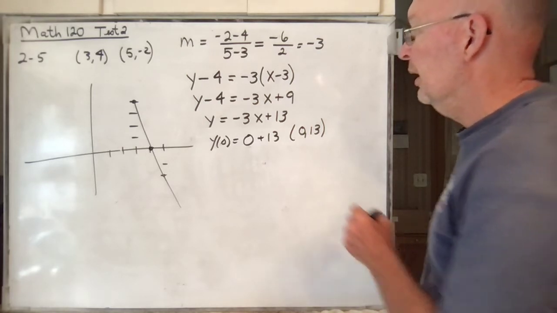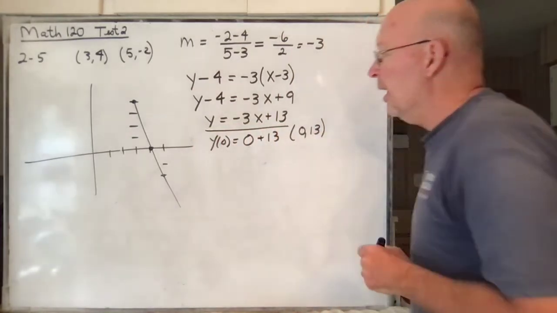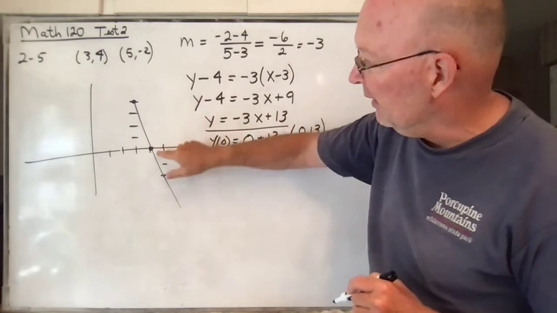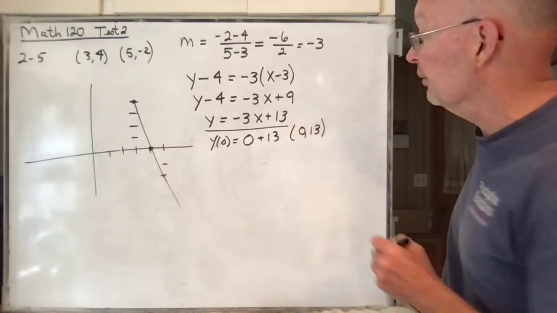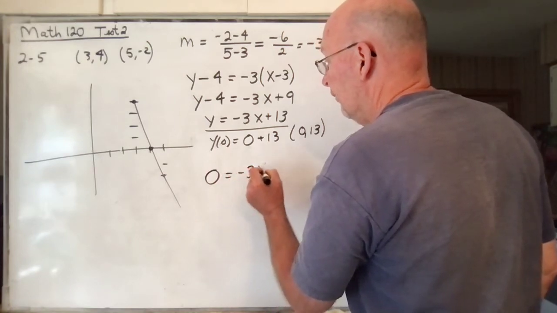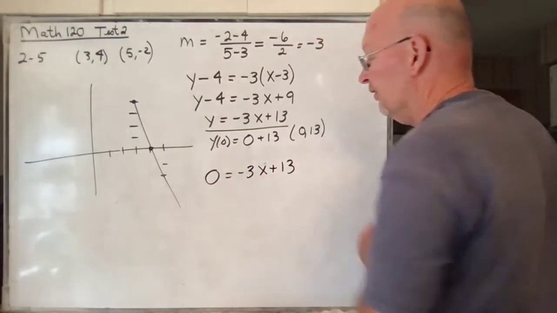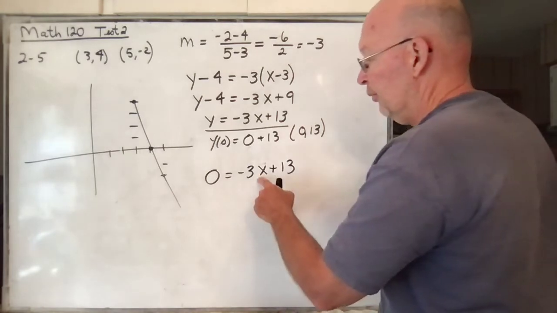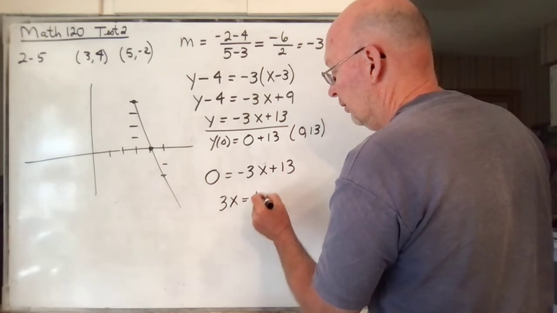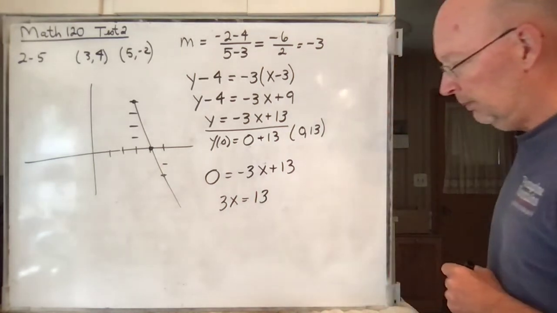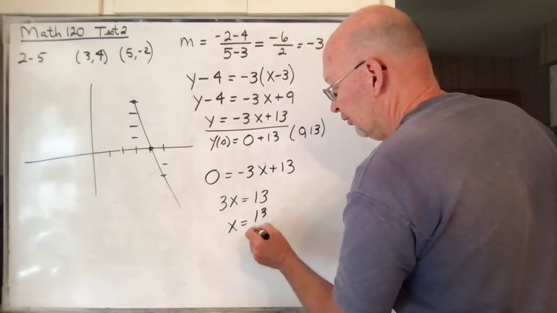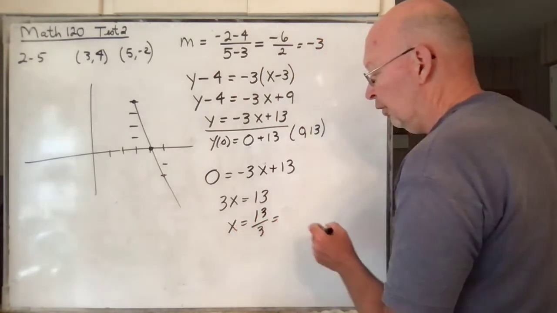Here's my equation. I want to know what's the x value when y is equal to 0, right? This is the unique point where y is equal to 0. So I put a 0 right here in for y in y is equal to negative 3x plus 13, and now I solve it for x. The easiest way is to add 3x to both sides. And you get that. Divide both sides by 3, and you get 13 thirds, which is 4 1/3, right?